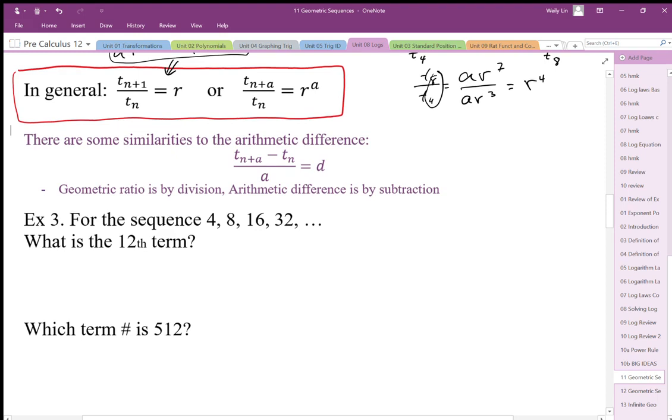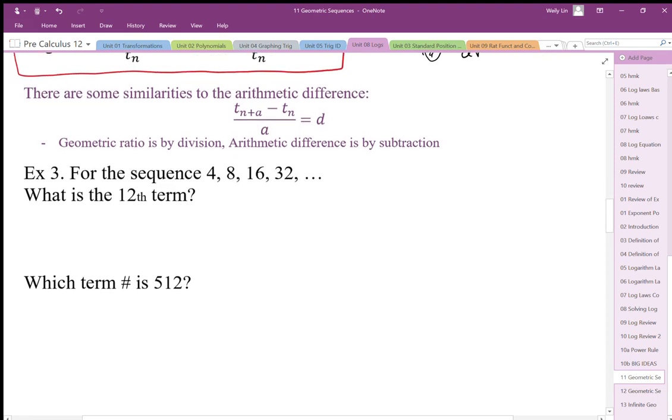Okay, so let's try to apply some of these. What is it for the geometric sequence? Okay, what's the 12th term? Well, what are the two things we need to know? We need to know a starting point, and we also need to know how it grows, or our ratio. So we have our common ratio of times 2. So that's one thing.